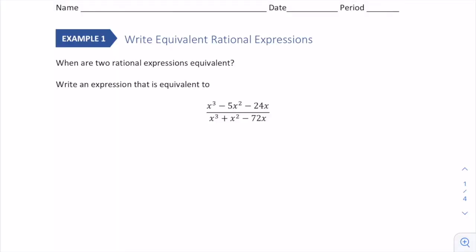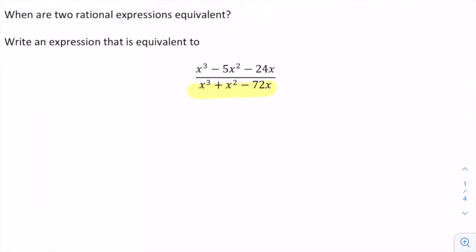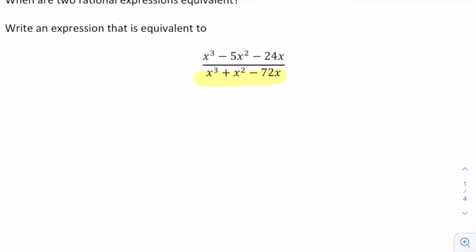Hello and welcome back. Today we're going to look at rational expressions, multiplying and dividing them. So remember, rational expressions are when we have polynomials in the denominator. So for the first example, we're just going to write equivalent expressions, meaning we want these expressions to be equal.